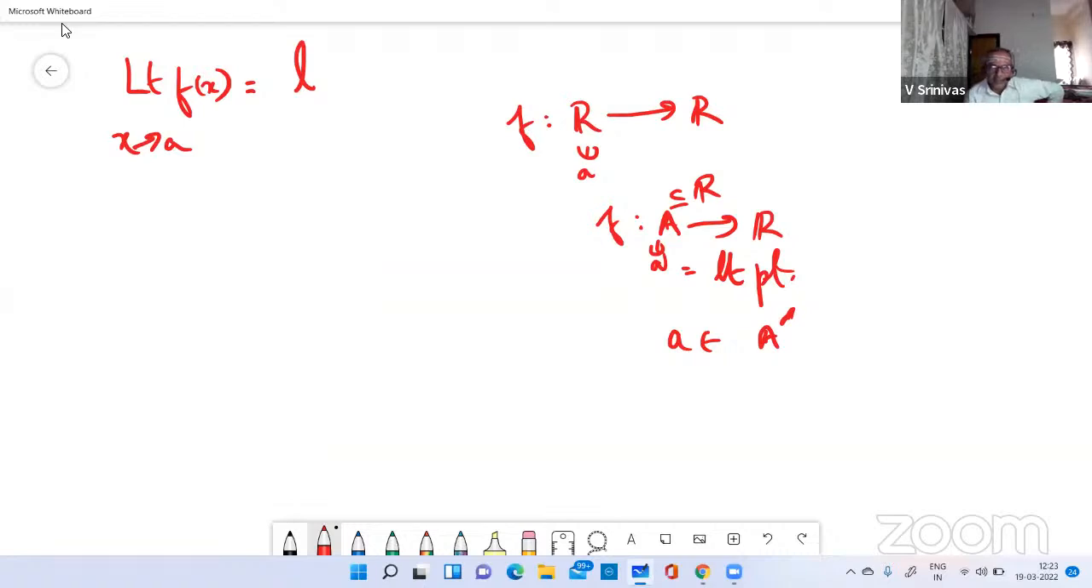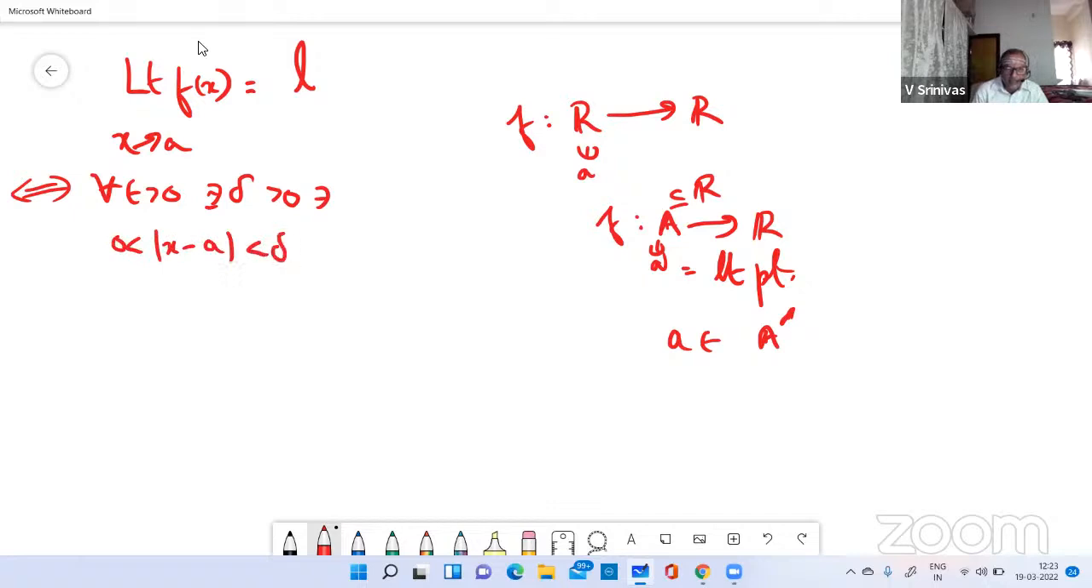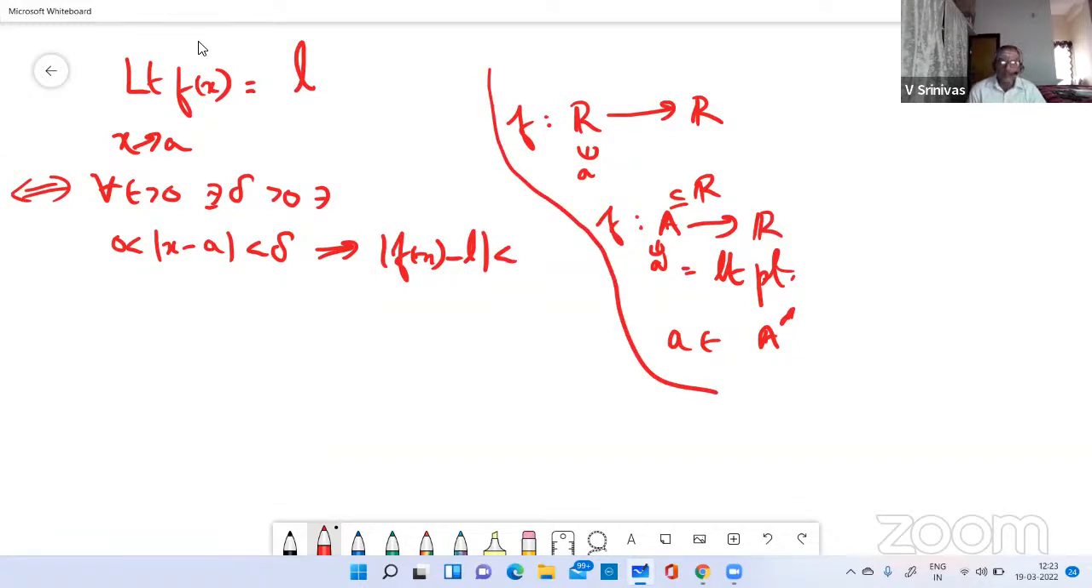Hello. Can anybody tell me the definition of this? You are all fresh, okay, with very fresh brains. For every epsilon positive, there exists a delta positive such that 0 is less than modulus of x minus a is less than delta implies modulus of f of x minus L is less than what? Can you tell me this? When do we say this limit is equal to L?